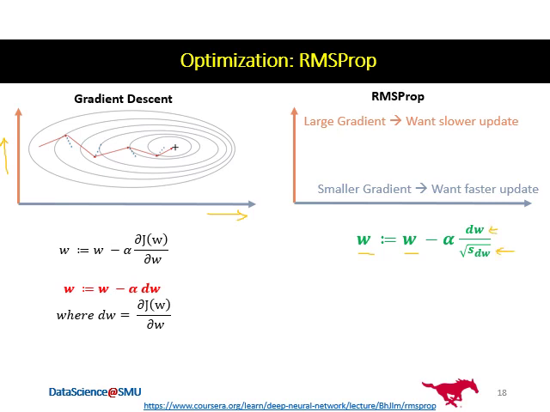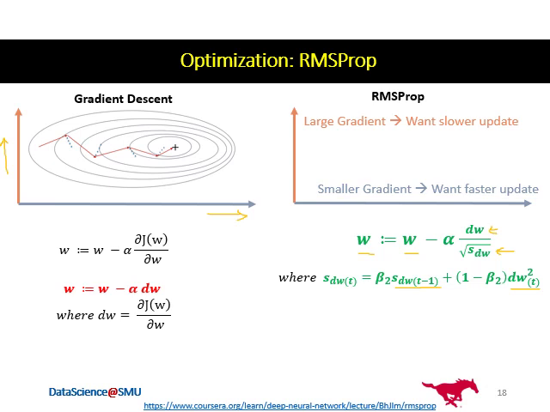So what is SdW? SdW again is a weighted factor of the SdW at the previous iteration plus the square of the gradient at the current iteration. So now we are taking the square of the gradient term and averaging that out over multiple iterations.